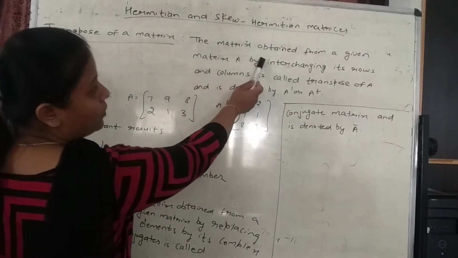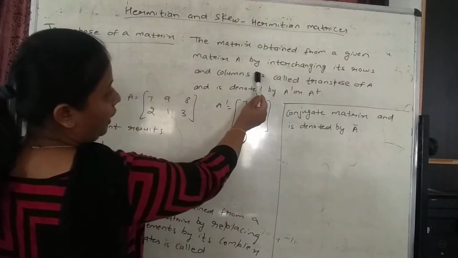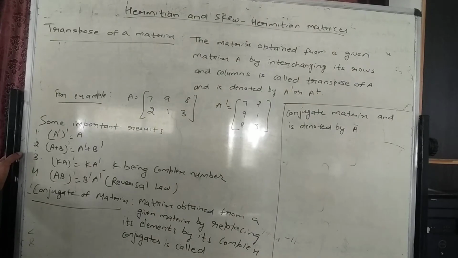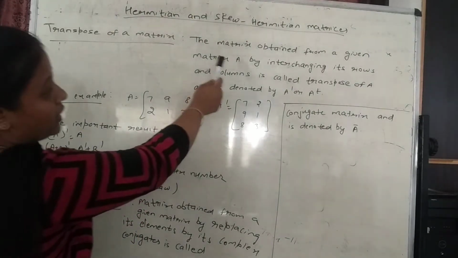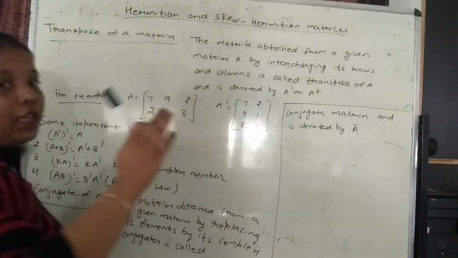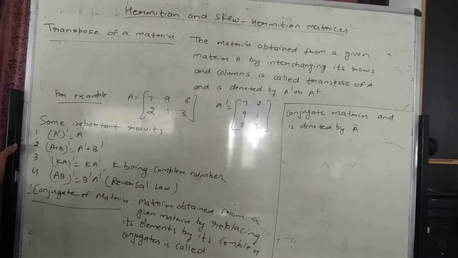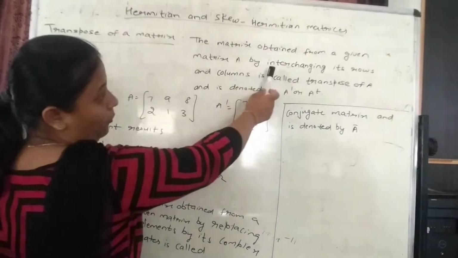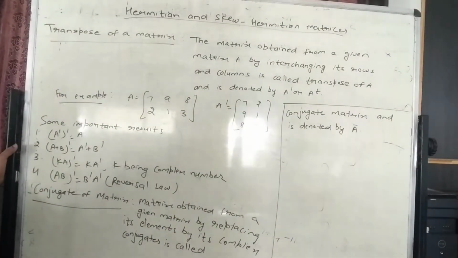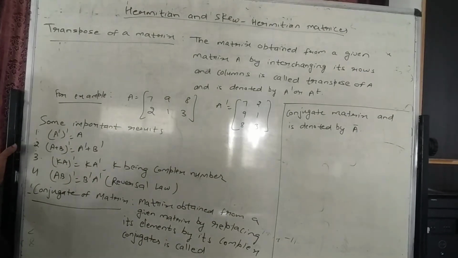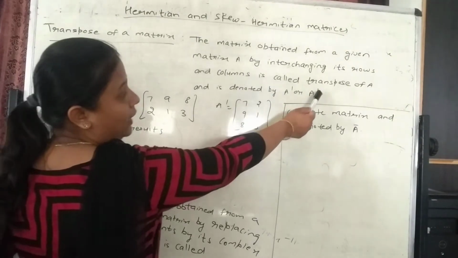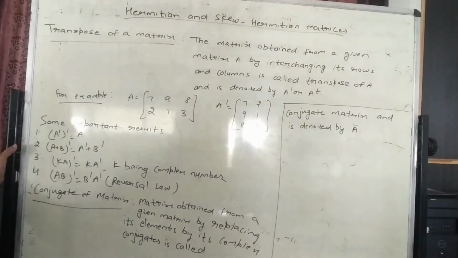The matrix obtained from a given matrix A by interchanging its rows and columns is called transpose of A. See what this is? When we interchange the rows and columns of some matrix, it will be called transpose of A. It is denoted by A dash or A T.